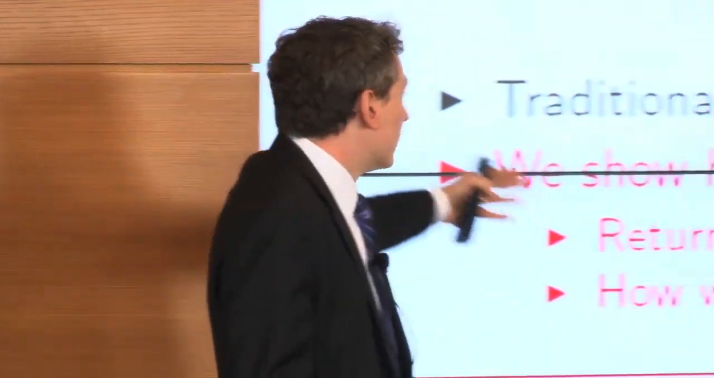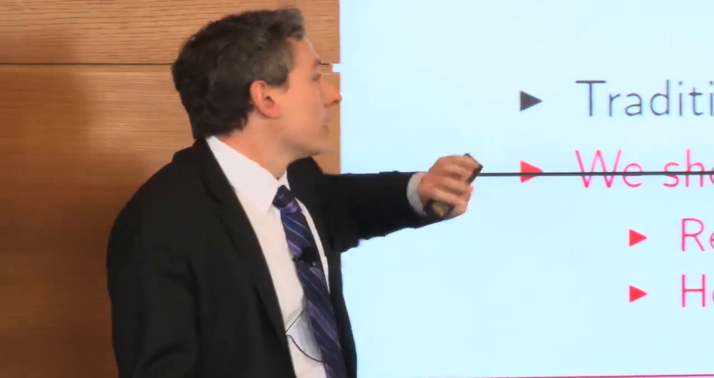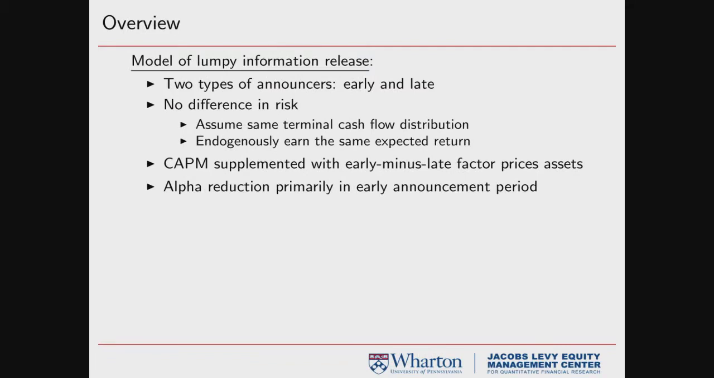What we're going to do is break that analogy and show how lumpy information releases are going to cause our returns to occur lumpily. And this is going to give us really interesting return patterns, and it's going to affect how we properly measure risk, and it's going to generate an interesting factor structure in returns. So in this model we're going to build the simplest model we can to illustrate this phenomenon. We're going to think about two types of firms: firms that announce their information early and firms that announce their information late.